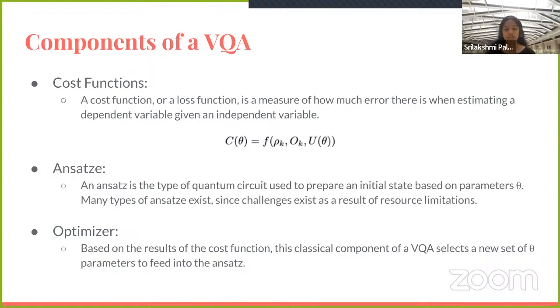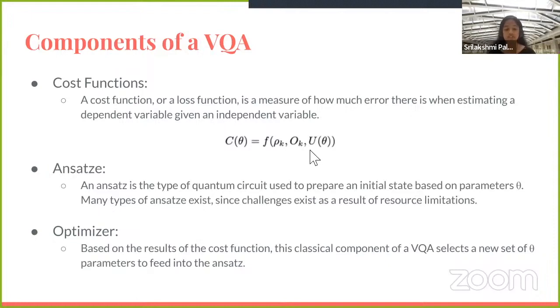We can see the function on the screen here. C of theta is a function of rho of k, O of k, and a unitary of theta. Rho of k is going to be our training set that we use to train our models like we do in classical machine learning. O of k is going to be our observables, and U of theta is going to be a parametrized unitary, which is just a representation of our circuit.